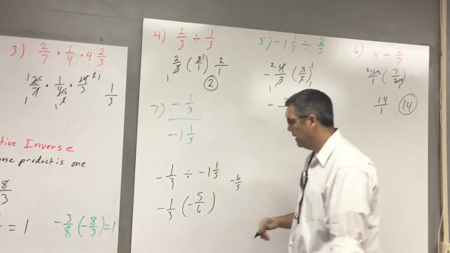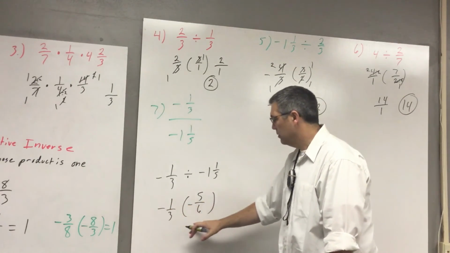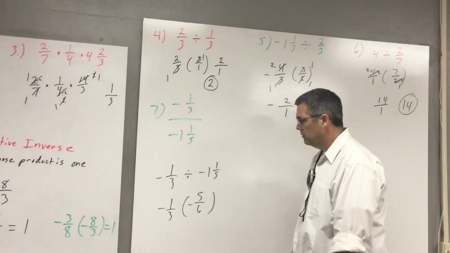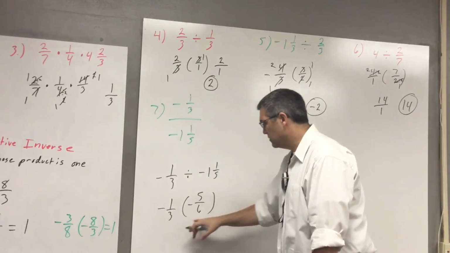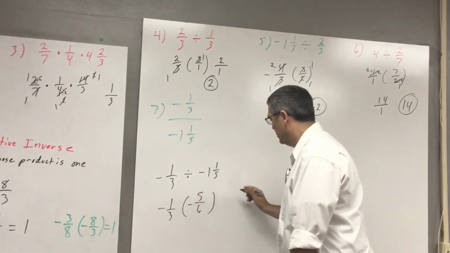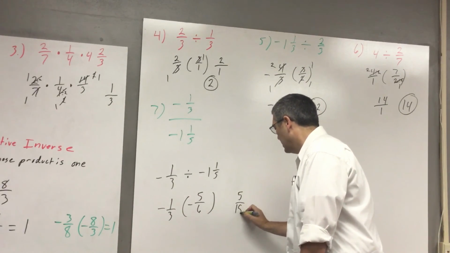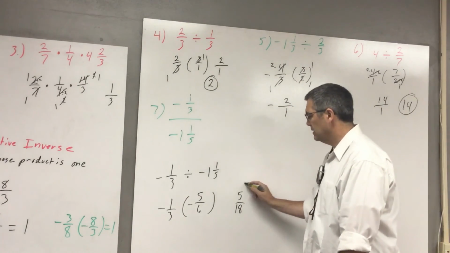Okay, so do that. So now I'm going to get rid of that, and now I've got -1/3 times 5 over 6, and negative times a negative is going to be positive, so I know my answer is going to be positive. 5 times 1 is 5, 6 times 3 is 18, so I've got 5/18.